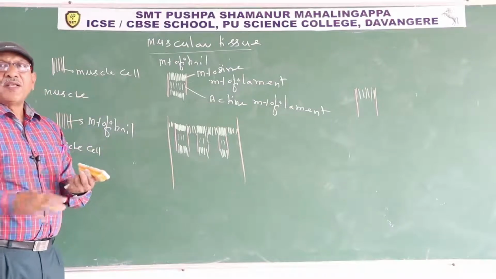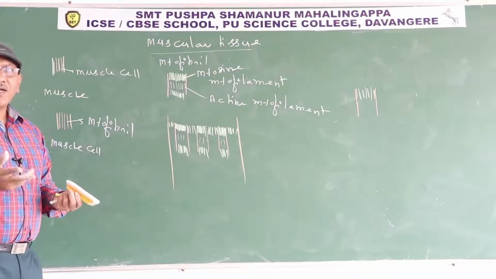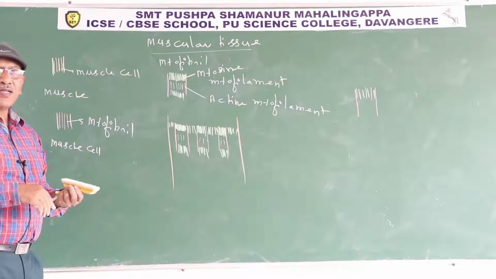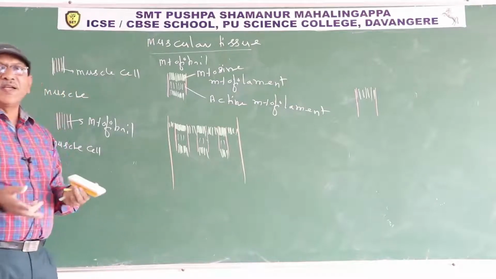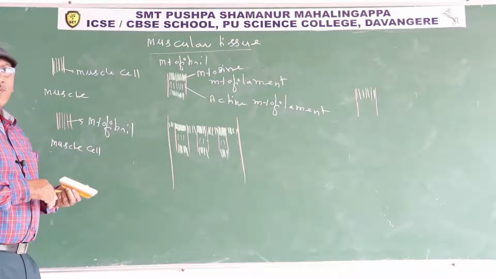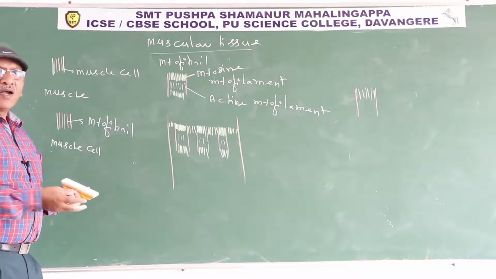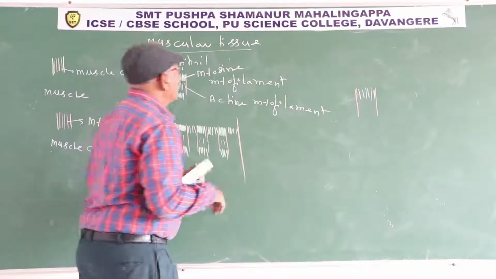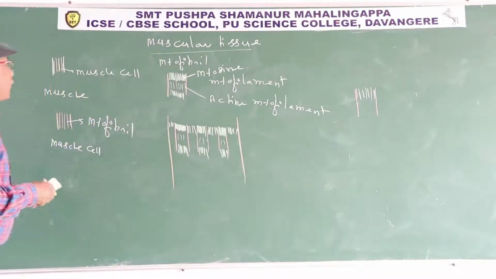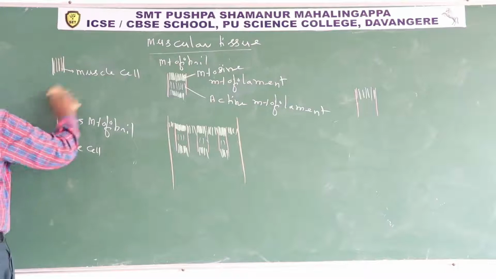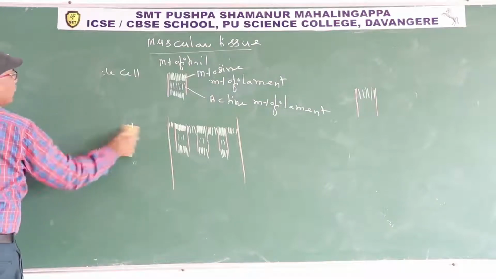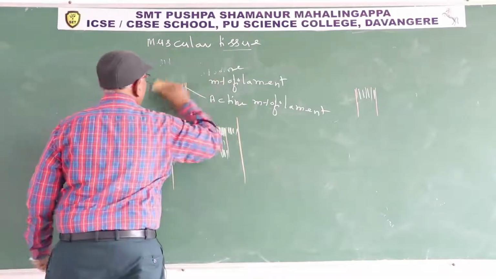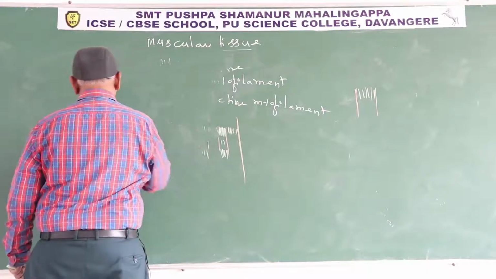Skeletal muscle is striated voluntary muscle, voluntary meaning under the control of the will of the organism. Cardiac muscle is striated involuntary muscle, so cardiac muscle is not under the control of the will of the organism. Now we discuss striated muscle, unstriated or smooth muscle, and cardiac muscle.